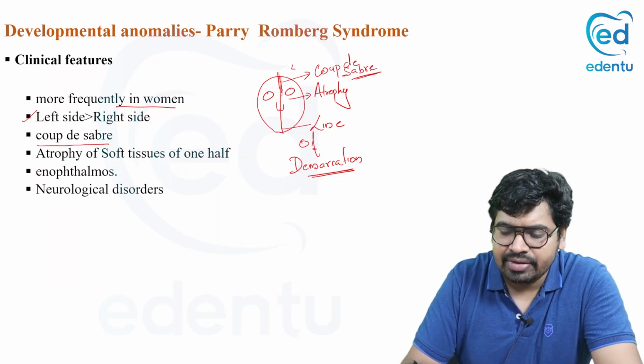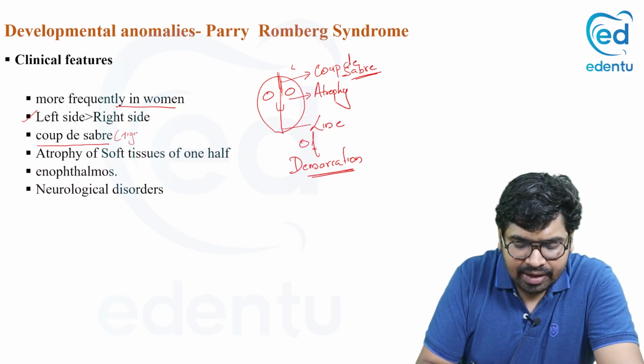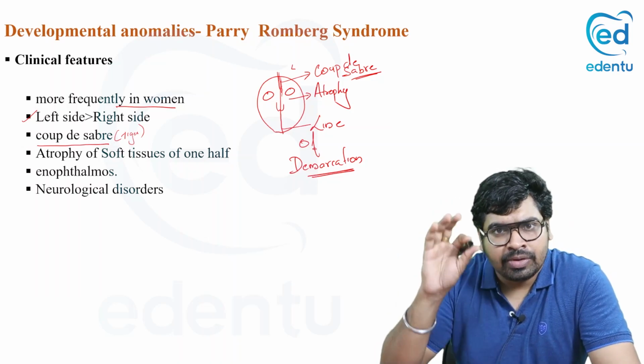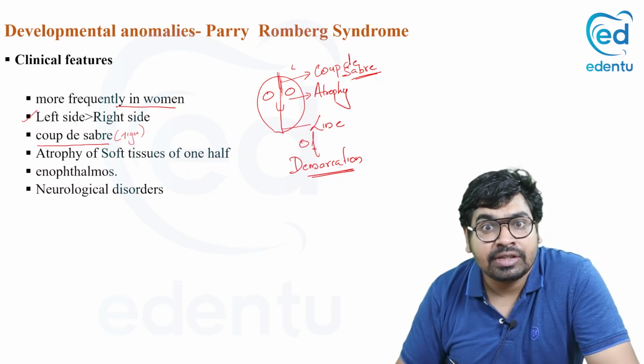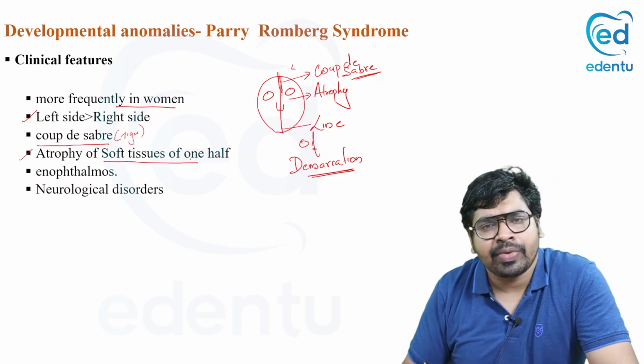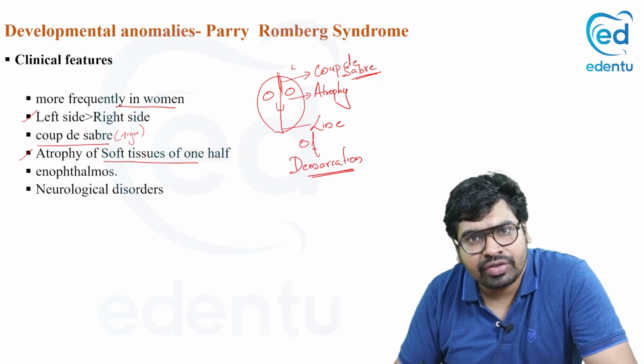Okay, Coupe de sabre means that sabre is an animal, right? Tiger like an animal. Okay, so a swish by or a claw by a tiger. Okay, just like that. And there is atrophy of soft tissues of one side, that is your muscles, your fat. Okay, there is soft tissue atrophy.